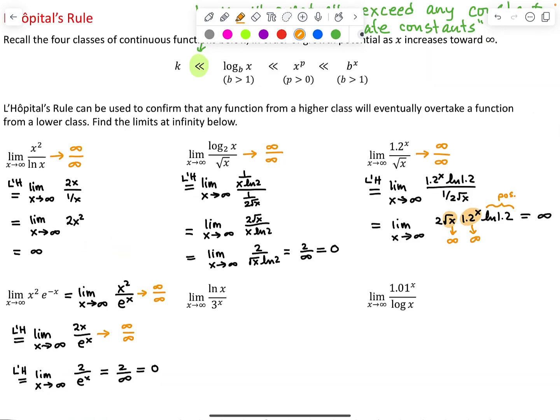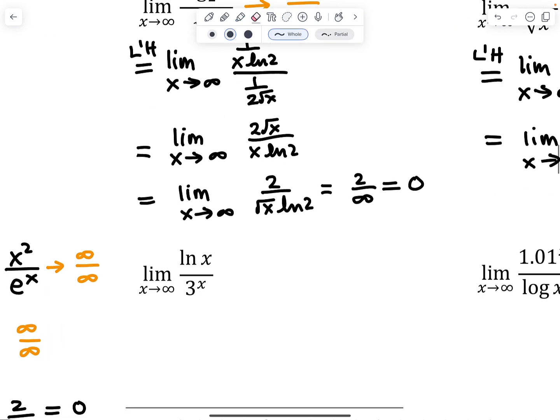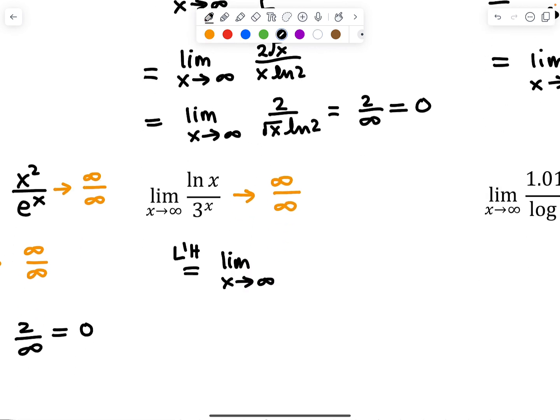Fifth example, we have a growing logarithm that's in this class being divided by a growing exponential from this class. So again, the dominant function's in the denominator, so I expect this limit to be 0. Let's confirm. As x goes to infinity, natural log of x goes to infinity, and so does 3 raised to the x. So using L'Hopital's rule, we differentiate the numerator and get 1 over x, and differentiate the denominator, getting 3 to the x times natural log of 3.